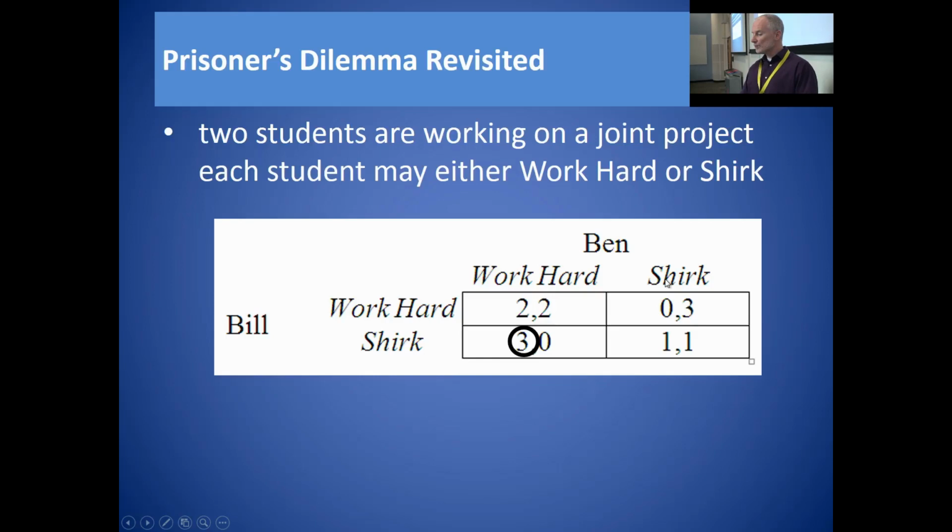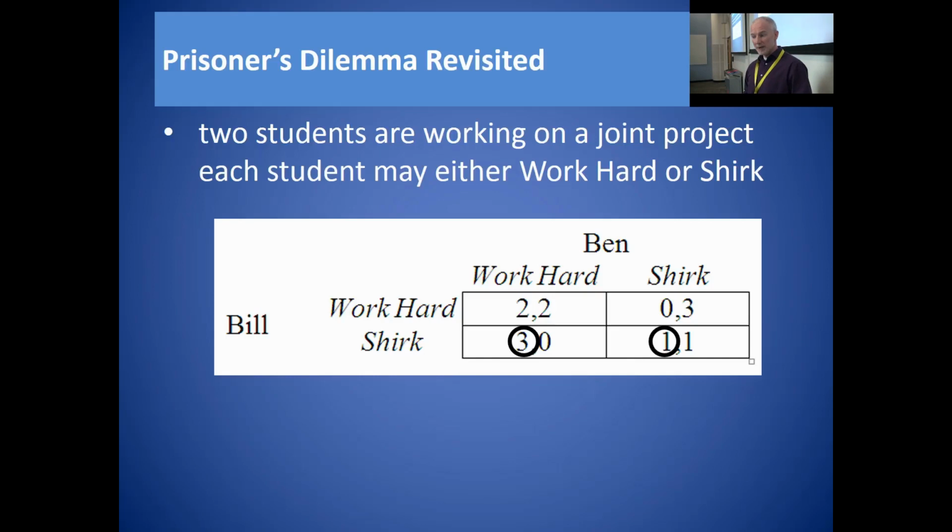However, if Ben shirked, what would Bill want to do? Work hard with a payoff of 0 or shirk with a payoff of 1? Shirk with a payoff of 1. So again, put that circle around there. So regardless of what Ben does, Bill will always choose to shirk. But if you think about the discussion that we had about the prisoner's dilemma last week, what was the key feature of the prisoner's dilemma? That there was a dominant strategy, something that you would always choose to do. Well, here, it doesn't matter what Ben does, Bill will always choose to shirk. He always gets a higher payoff.